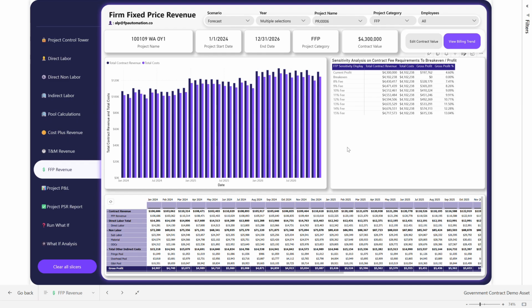So in the next video, what we will be doing is covering project profit and loss statements in order to be able to see holistically what the company looks like per project as well as overall from a profitability standpoint.